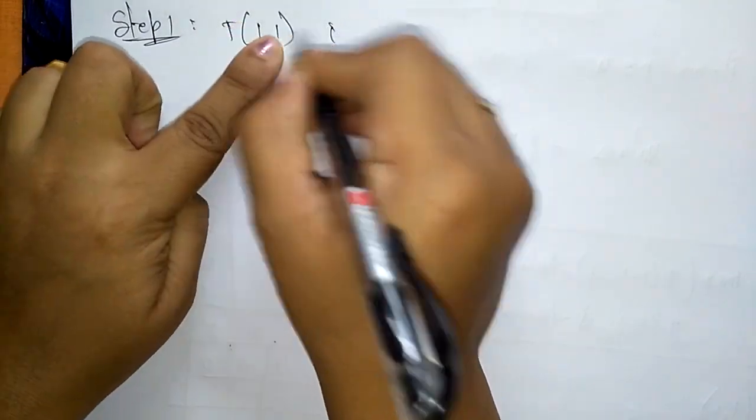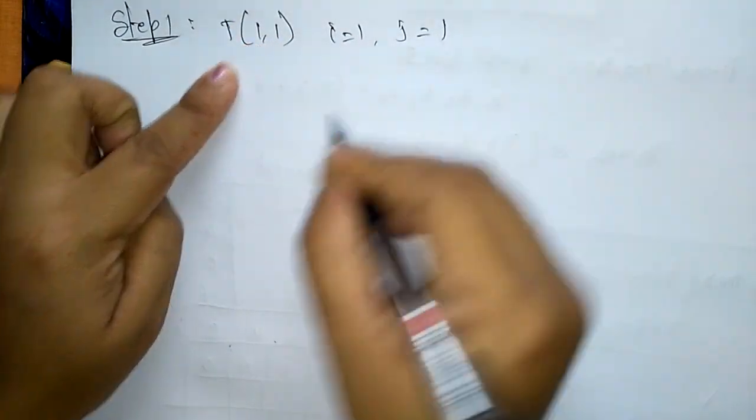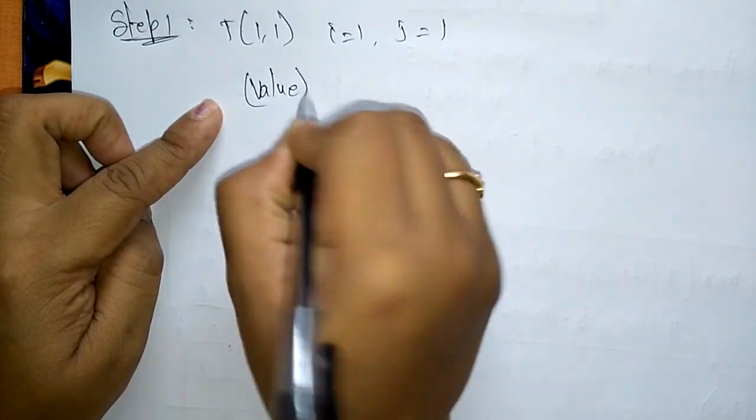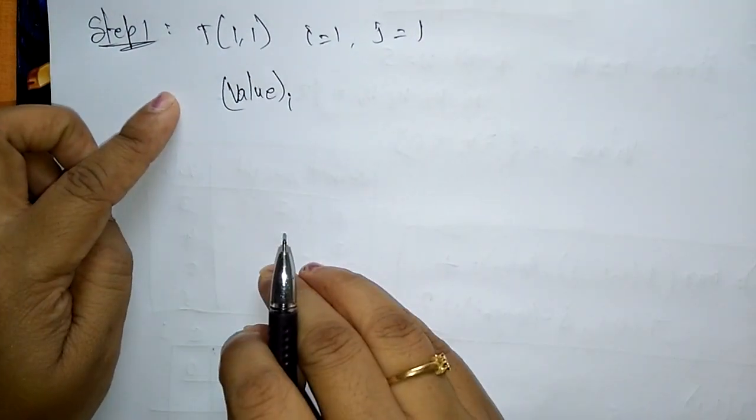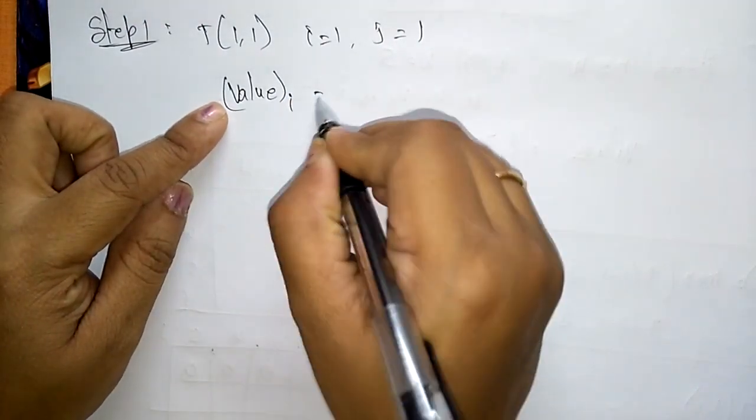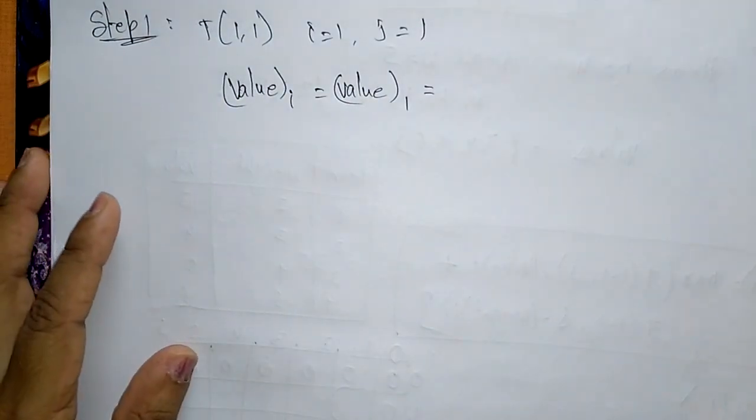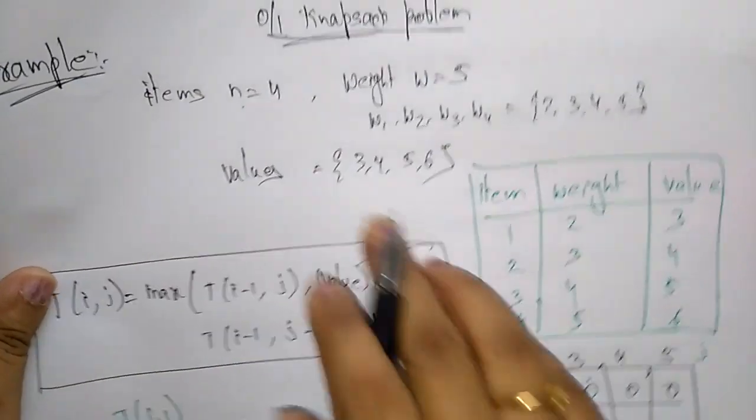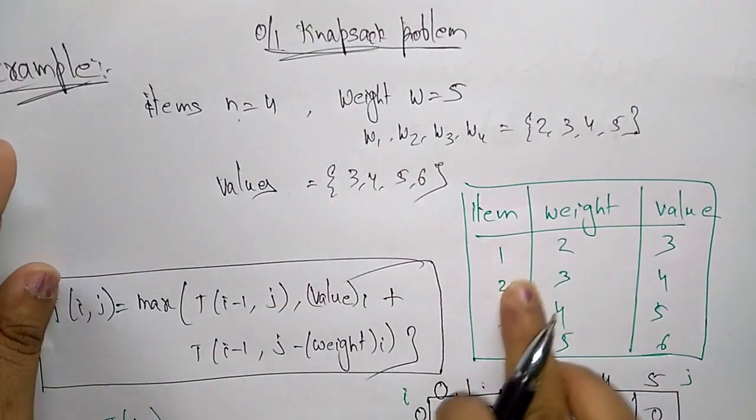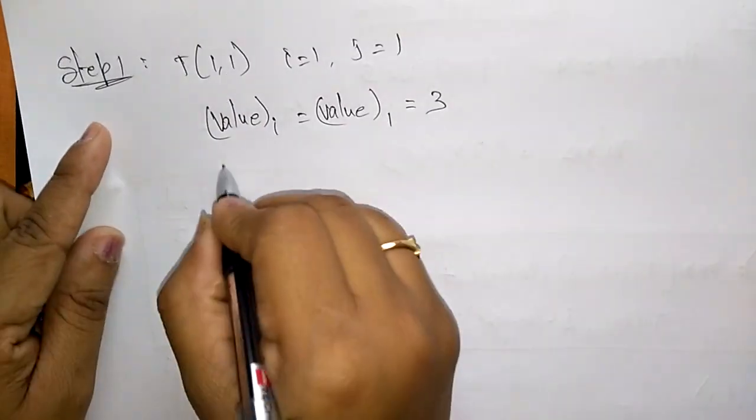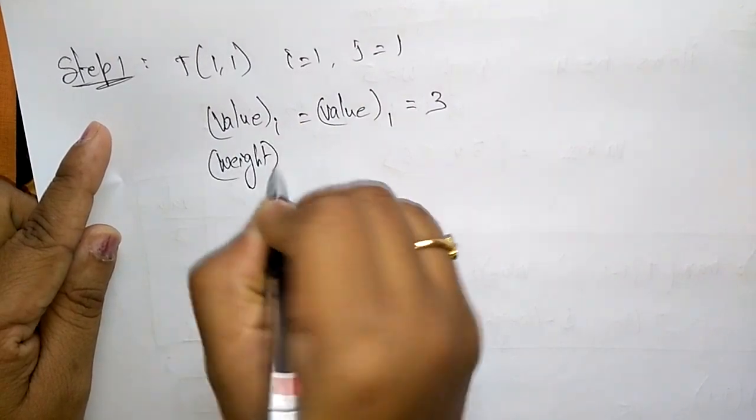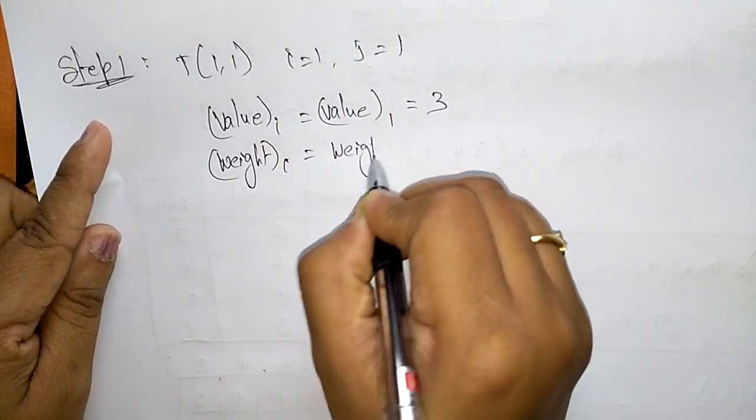Here this is i and this is j. i is 1 and j is 1. So we have to find out the value of i, so that these values should be substituted in the formula. Value of i, that is value of 1. What is the value of 1? That we already wrote here. The value of the first item is 3. Just write it. And weight of i, that is the weight of 1. What is the weight of 1? The weight of the first item is 2. So just write the 2.